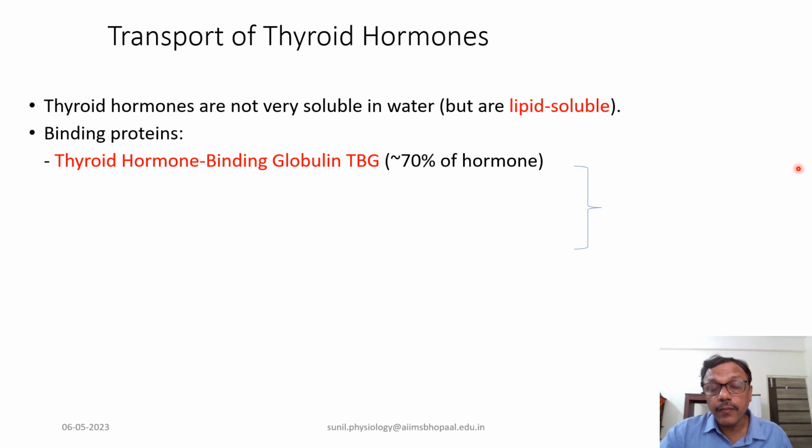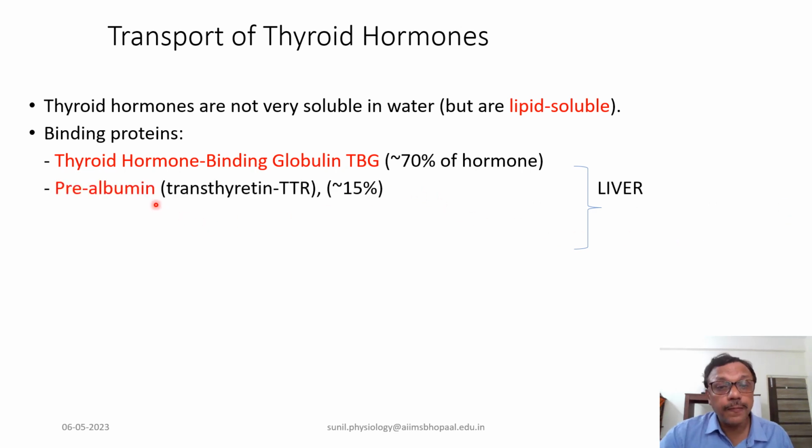in the liver. The name of the first protein with which T3 and T4 combine is thyroid hormone binding globulin, commonly known as TBG. Now 70% of the hormone is associated with this globulin. Second is the pre-albumin. 15% of the T3 and T4 is associated with this protein, and the rest is associated with the albumin.